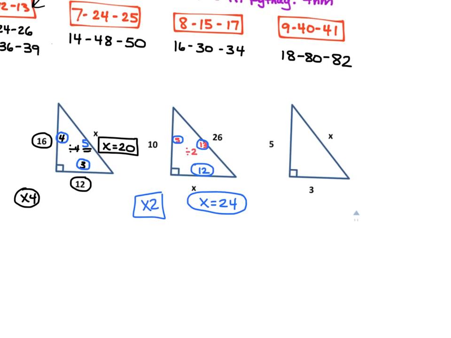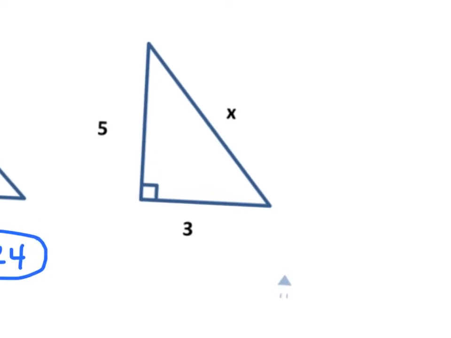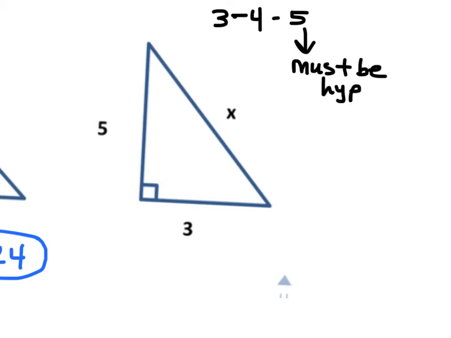Next one. 3 and 5. I know what a lot of you are thinking. A lot of you are thinking, oh, done, it's a 3, 4, 5. You're wrong. The 3, 4, 5 only works if 5 is the hypotenuse. 5 must be the hypotenuse. If it's not the hypotenuse, it's not a triple, okay?